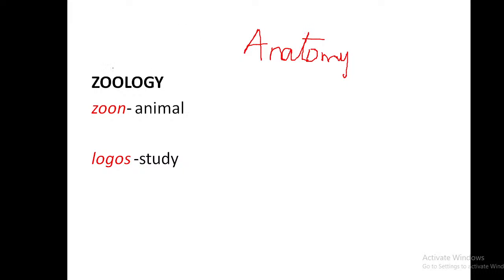Entomology, that is the study of insects, a large group of insects. Zoology has a lot of subdivisions. It is not a small subject; it has many subdivisions inside it. Anatomy means the study of the structure of animals. Then entomology is the study about insects.